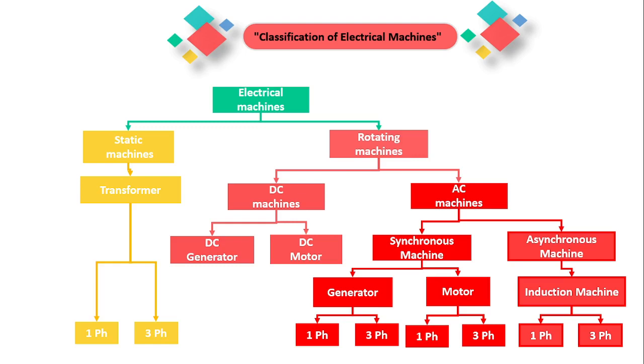Single-phase or three-phase induction machines. These are commonly used in various industrial applications for their versatility and efficiency. On the other hand, static machines don't have moving parts. An example of this is the transformer, which is used for various tasks like changing voltage levels, isolating circuits, and more. These classifications help us understand the different roles and functions of electrical machines in various applications.